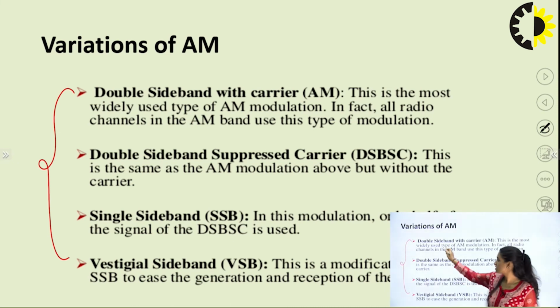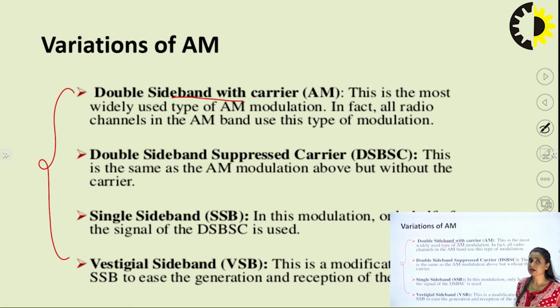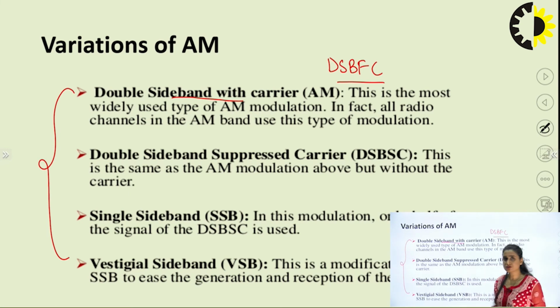So what is the first thing? Double sideband with carrier. It is also called double sideband full carrier. So in some books you will find the term DSB-FC. This is the normal AM or conventional AM. So it is also called double sideband with carrier, double sideband full carrier or conventional AM, which we have just discussed. These are the variations of AM which are somewhat advanced.